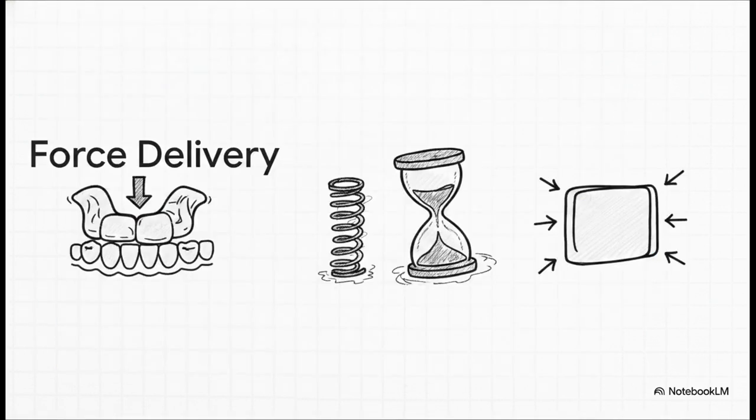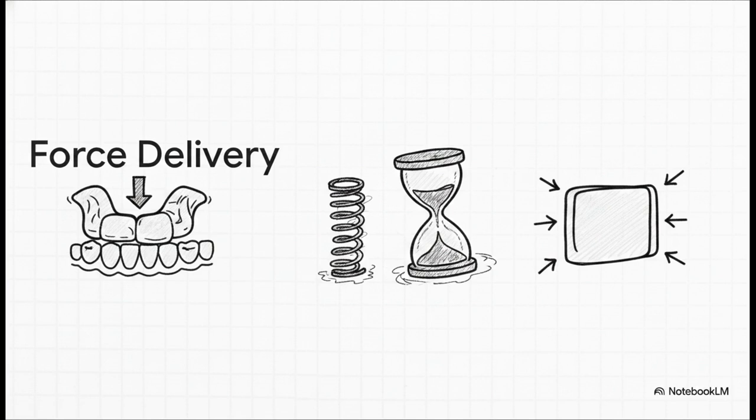Now, there are three distinct material parameters that determine exactly how well that engine works. First up is force magnitude at insertion. That's how much force is applied the second the tray is seated. If it's too high, your patient is uncomfortable and they probably won't wear it. If it's too low, you're just not going to stimulate bone remodeling. Second, we have force decay rate. This is how quickly the material loses its elastic energy. And third, dimensional stability under load. Basically, how well the tray holds its shape against the tongue, chewing, and biting forces.